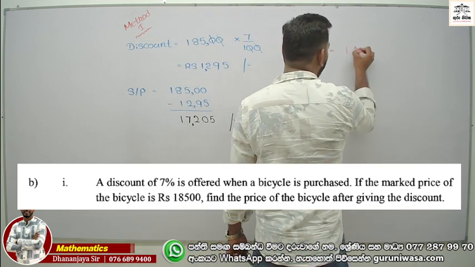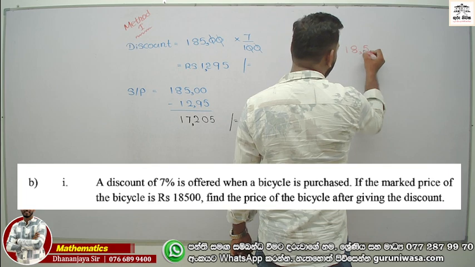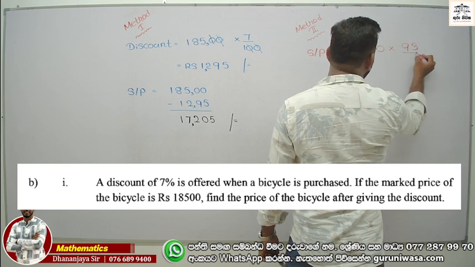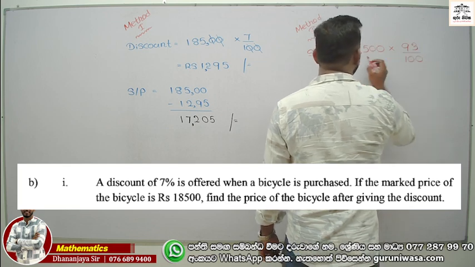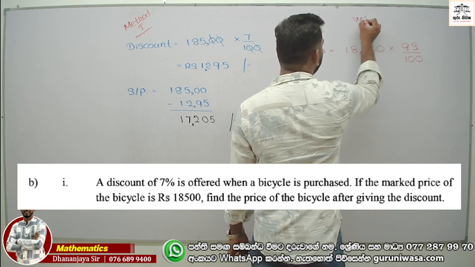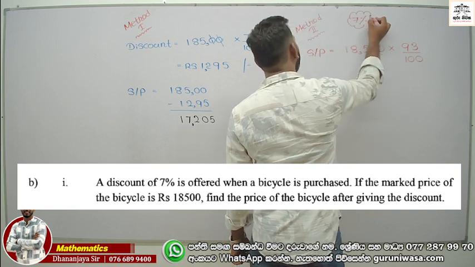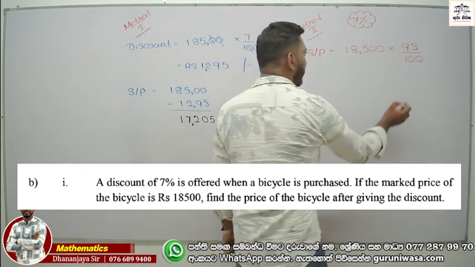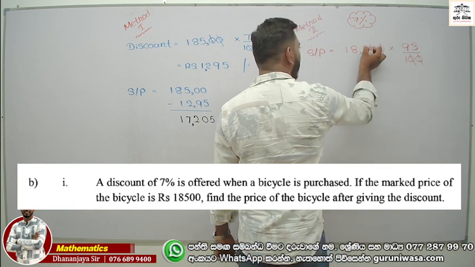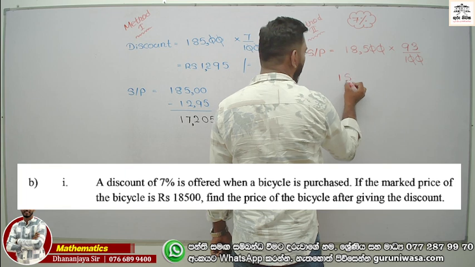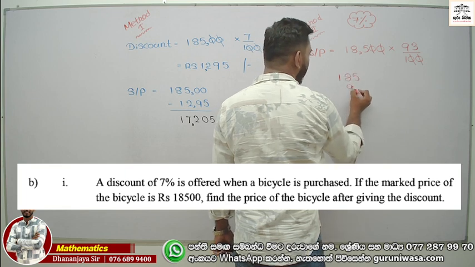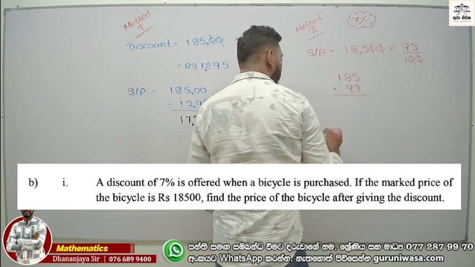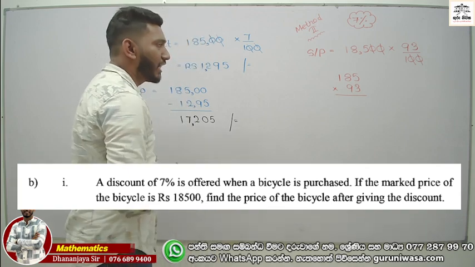Now I'm going to multiply 18,500 by 93%, because 7% is a discount. We need to subtract 7% from the 100. Now, 185,000 becomes 185 now. You should multiply by 93.